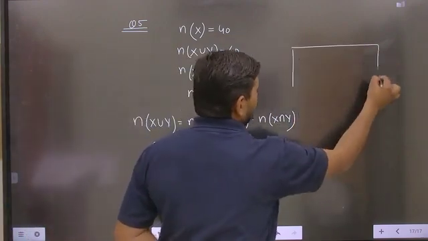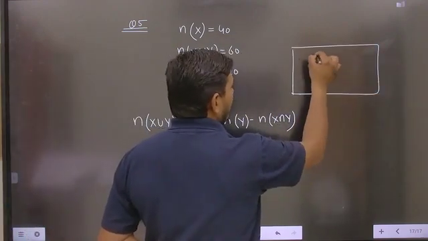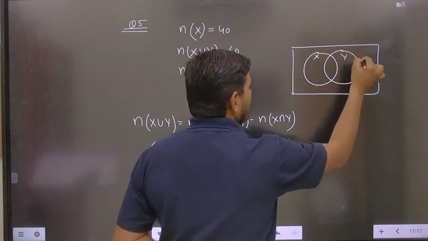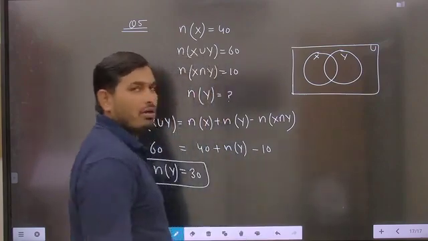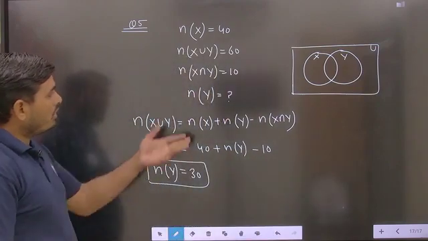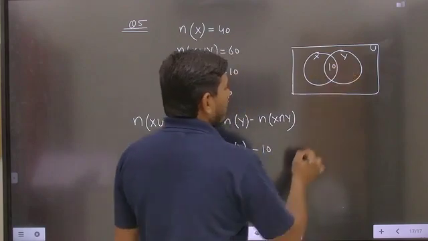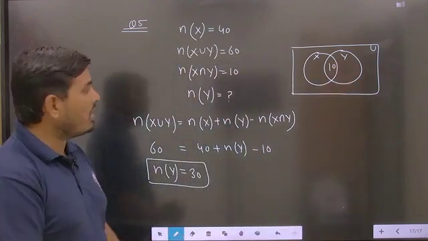With the help of a Venn diagram you can also calculate the answer. In the Venn diagram we just have to make the two sets X and Y. This will represent X, this will represent Y, and this is the universal set. So the common elements in X and Y will be obtained as 10. So this particular part will give the answer as 10.